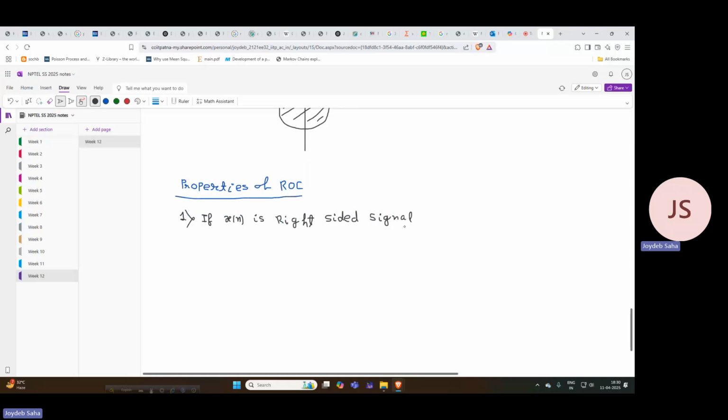So let us write properties of ROC. If xn is right-sided signal, then ROC will be mod z is greater than gamma max, where gamma max is the maximum pole of xz.